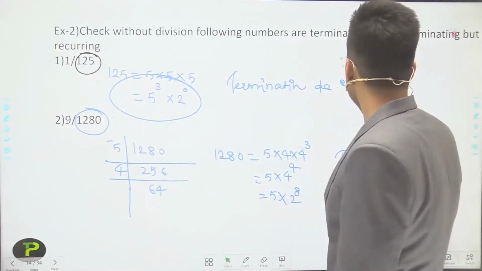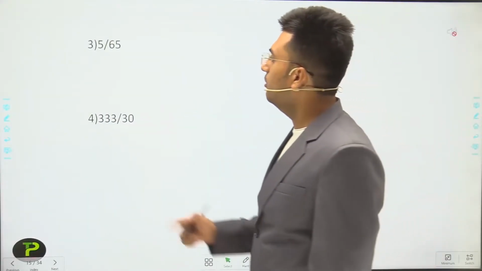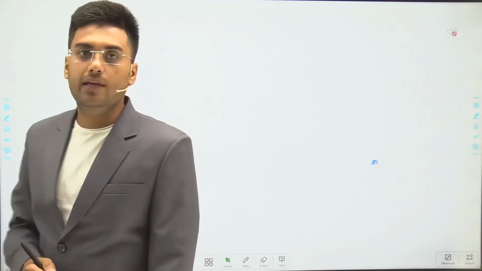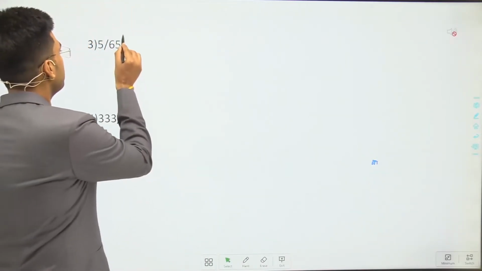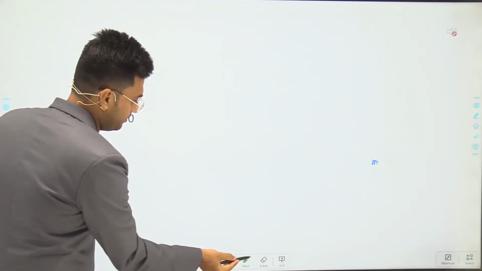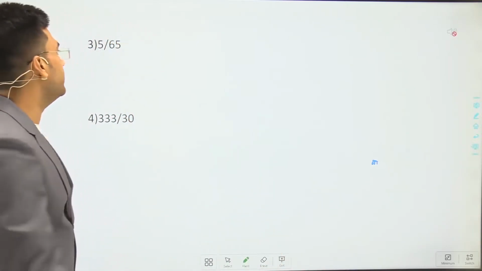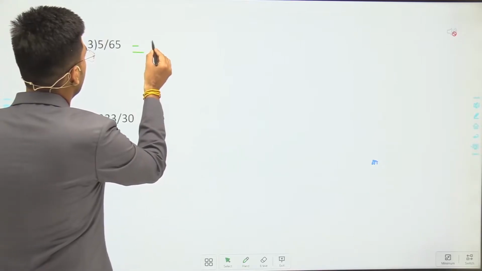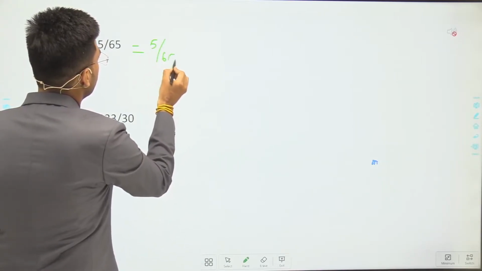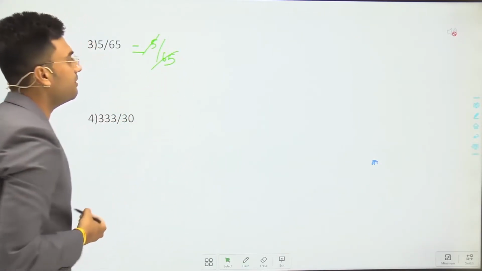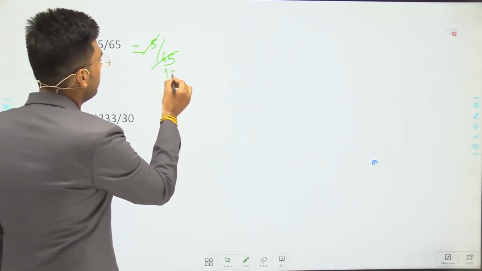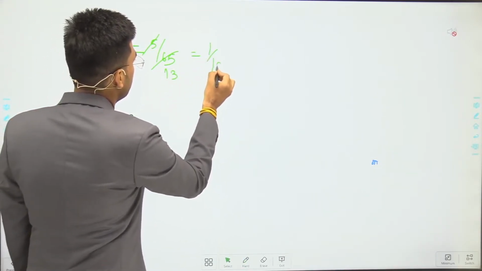Okay. Second, more examples. 5 upon 65. Here 5 upon 65 is not in the simplest form. Okay. So first of all we simplify it. 5 upon 65, we can divide it by 5. So 1 and 13. So it is equal to 1 upon 13.